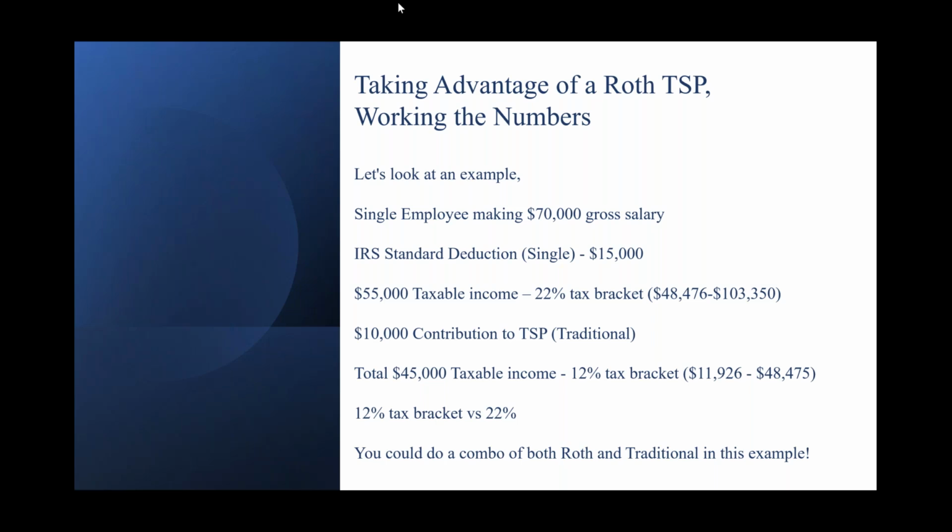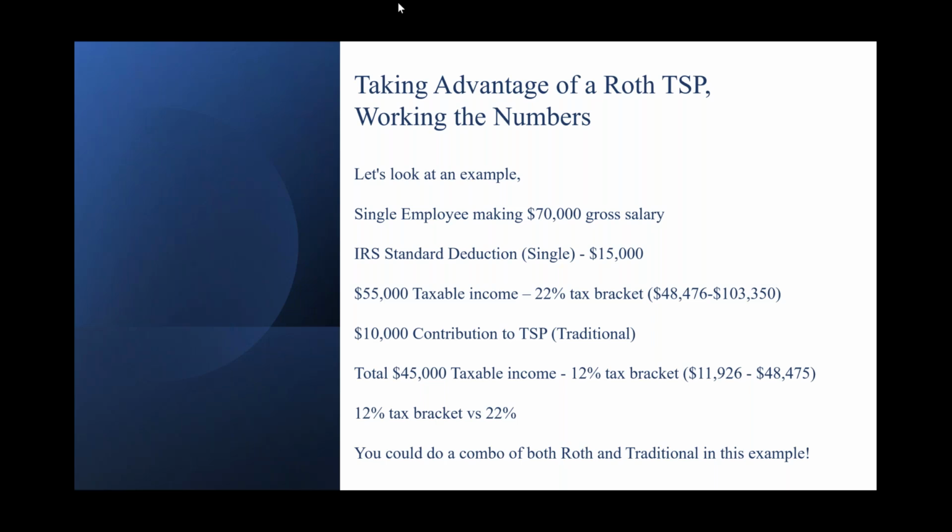But you say, but Ryan, wait a minute, that gets me down to $45,000, but the 22% tax bracket doesn't start until we're at $48,476. You're right. So what does that mean? That means that you could put in $7,000 into the traditional, take you from a 22 to a 12% tax bracket, and put $3,000 into the Roth TSP and get the best of all worlds. You're lowering your tax liabilities while you're working, but you are also building a tax-free retirement for your future.